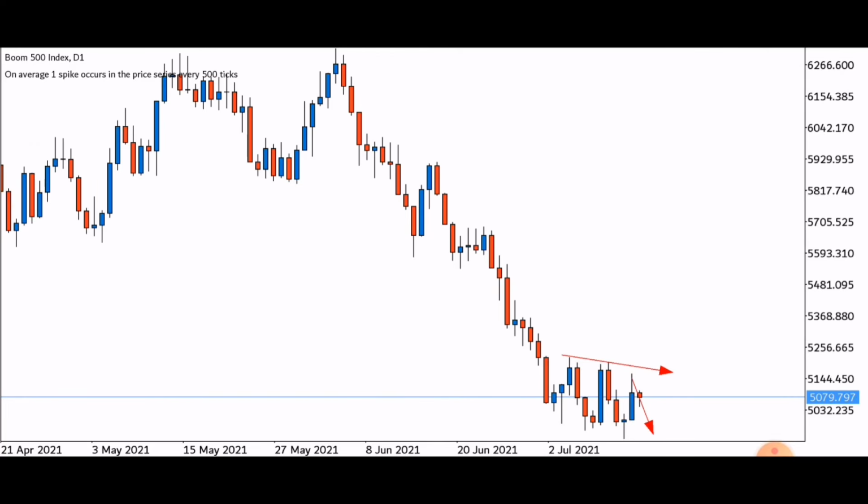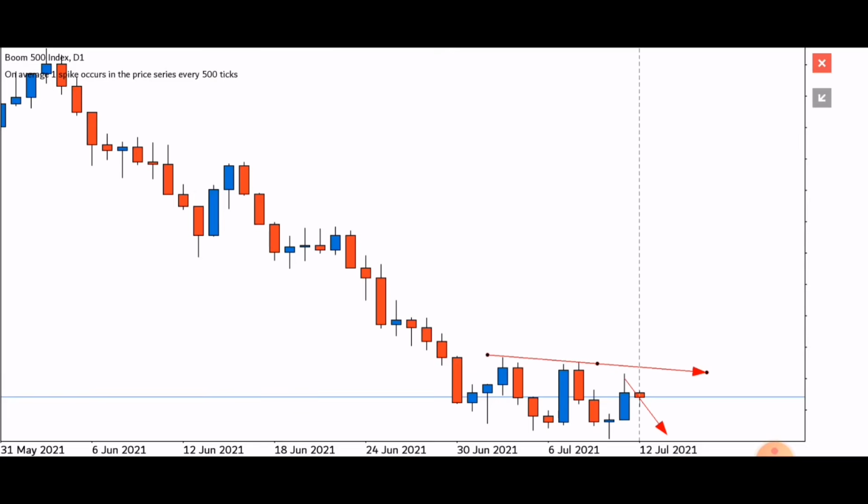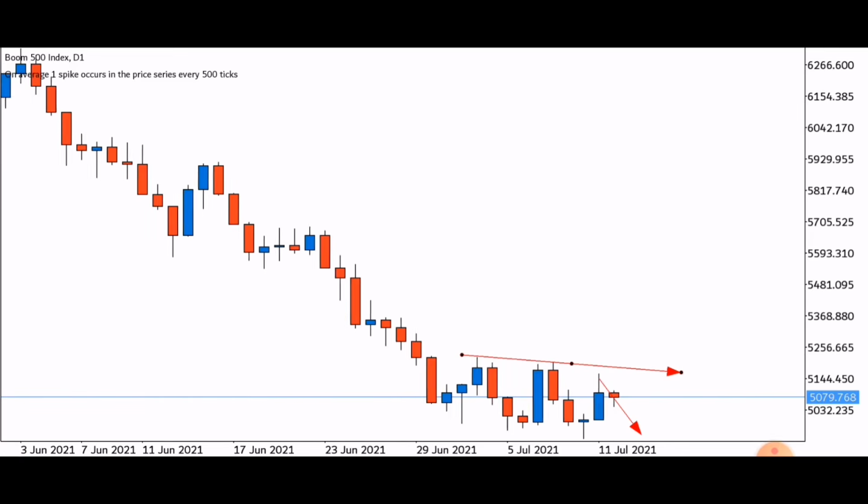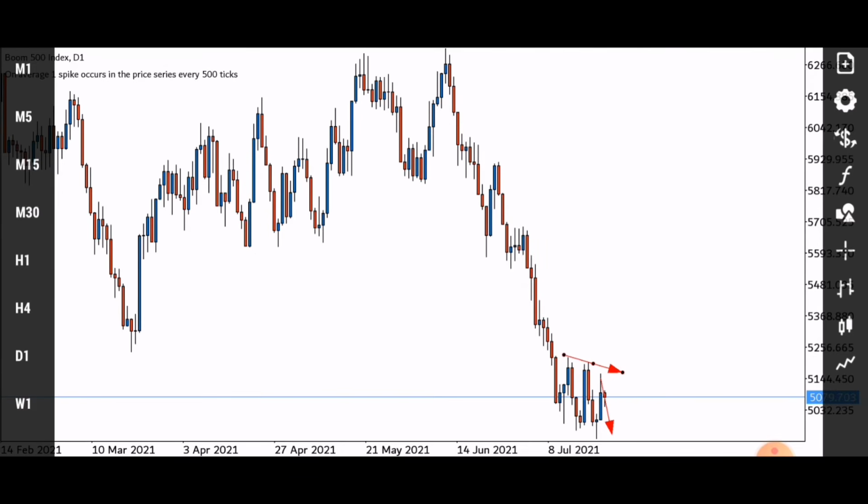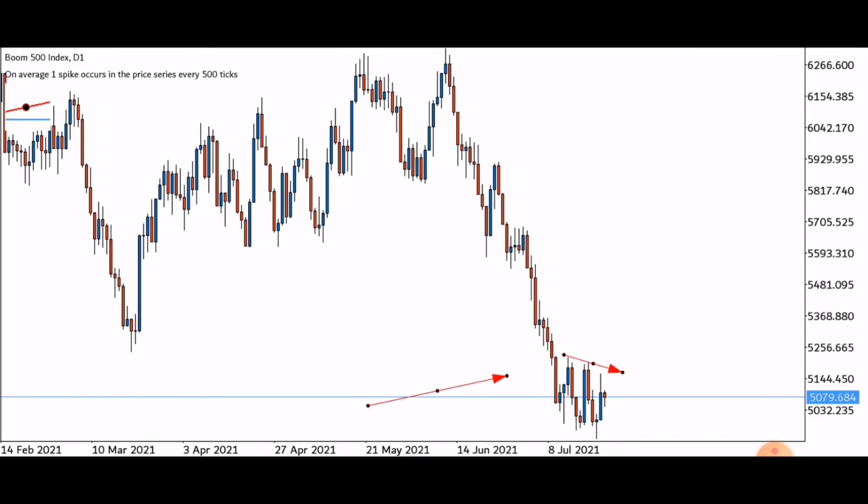Why do I say so? You can see at this point here we have lower highs, and below it we also have lower lows. Let me just bring out this instrument. You can see we have a low here, lower low. So price going down wouldn't be a bad thing, and taking a level of support again to go back up. And that will be all for Boom 500.